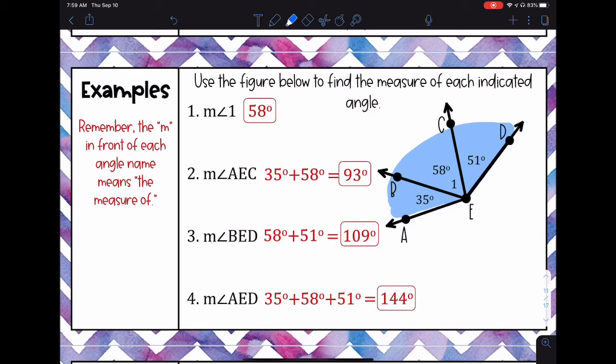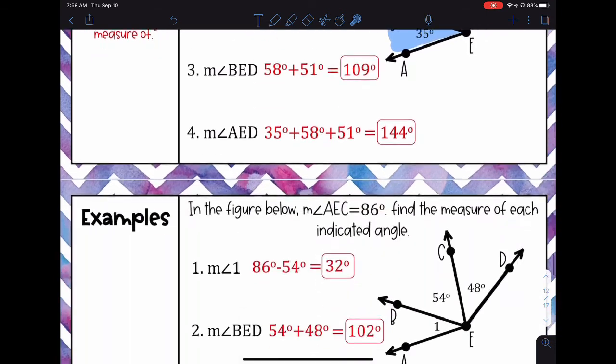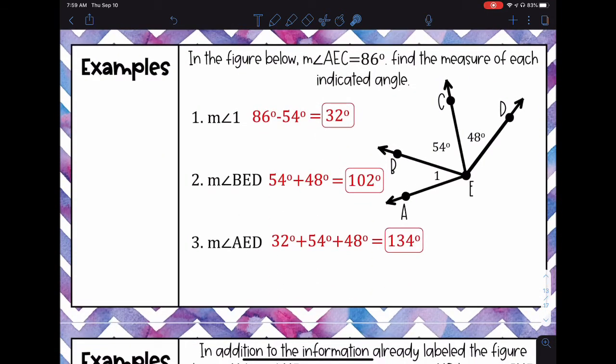So let me go over that one last time. It wants the measure of angle AED. So everything in here, I've got to add up in order to get this total here. So that's 35 plus 58 plus 51 gives you 144. All right, let's do it again.